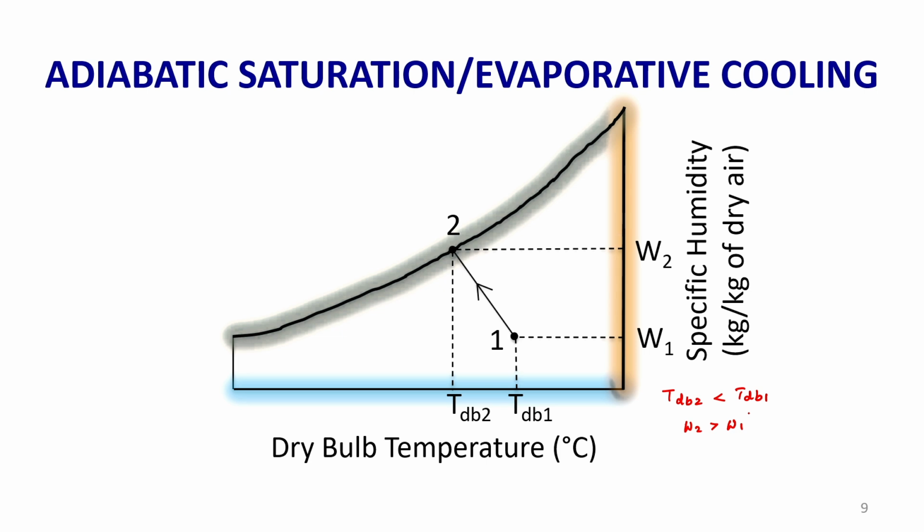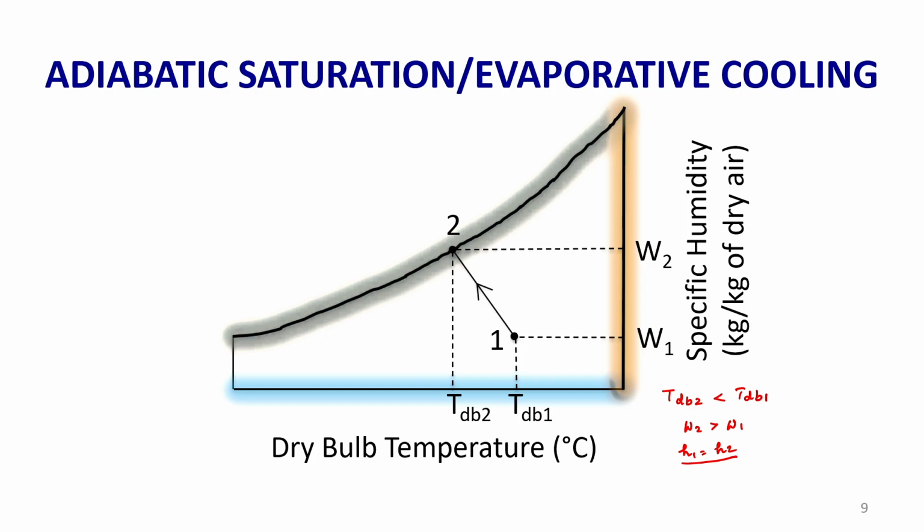So, during this process enthalpy remains constant. If I extend this line, the enthalpy scale is outside the saturation curve. So, enthalpy at 1 is equal to enthalpy at 2. Let me write that one, enthalpy at 1 is equal to enthalpy at 2. So, this is adiabatic saturation or evaporative cooling, because the air is used to cool the water.